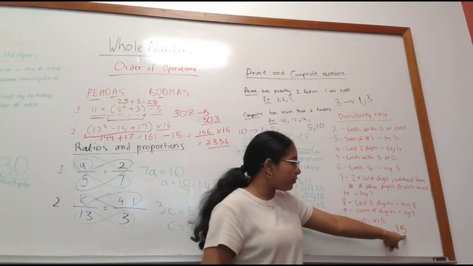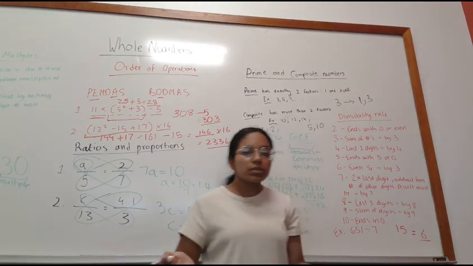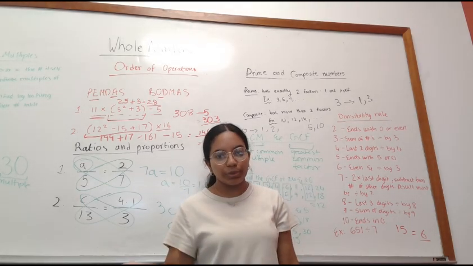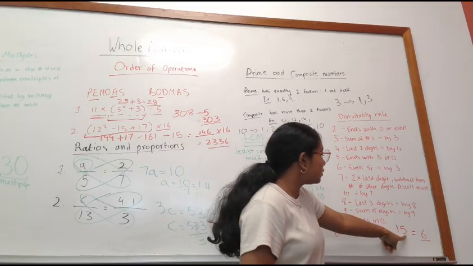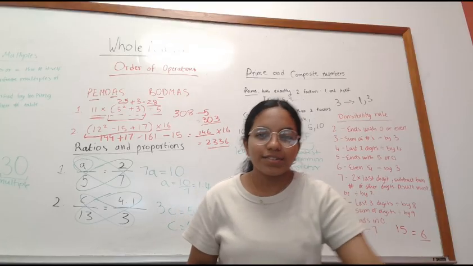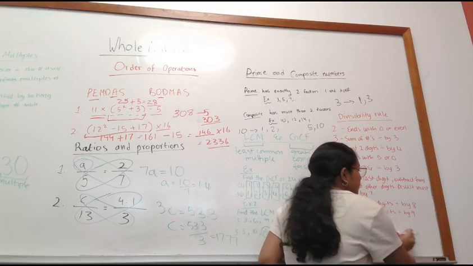15, 1.5 is 6, right? And is 6 divisible by 3? Yes. 6 divided by 3 is 2, right? So that means 15 is divisible by 3, right? And we know the answer, right? It's 5. So basically, these are numbers.